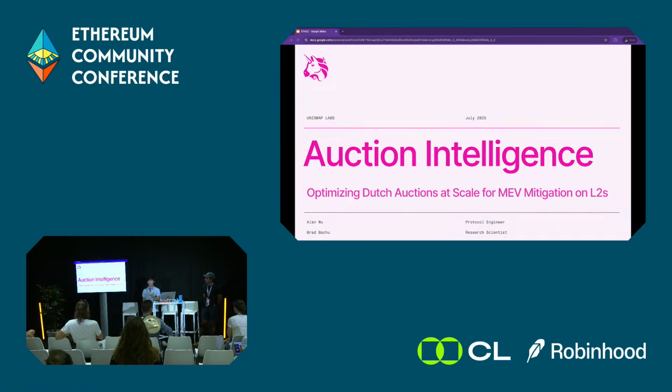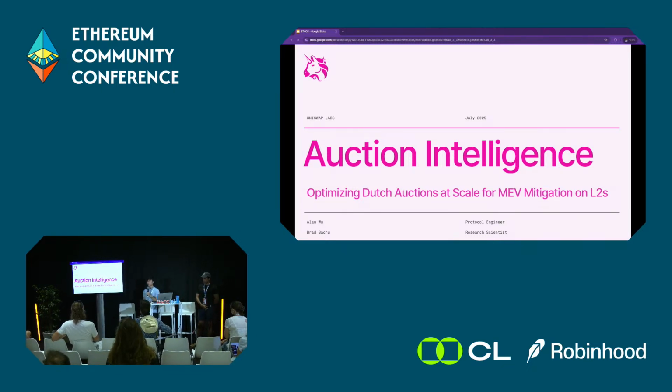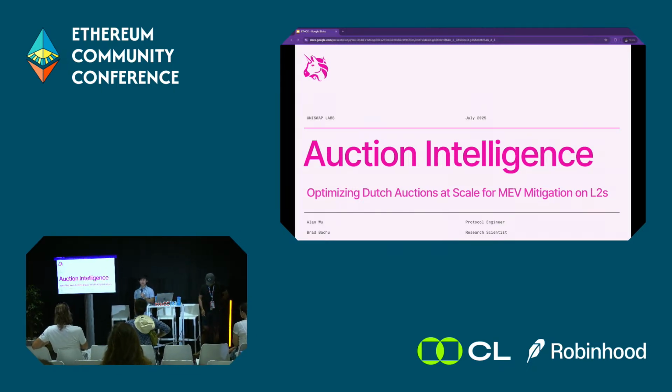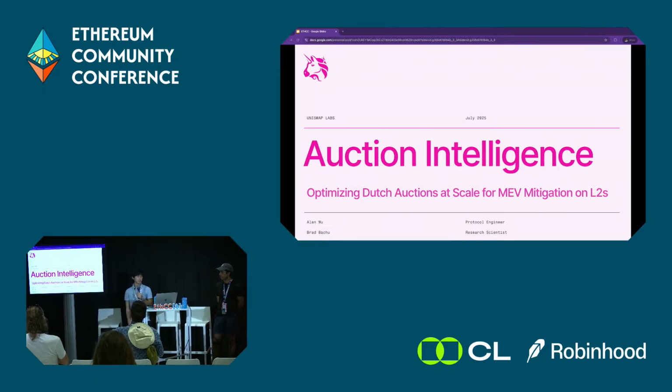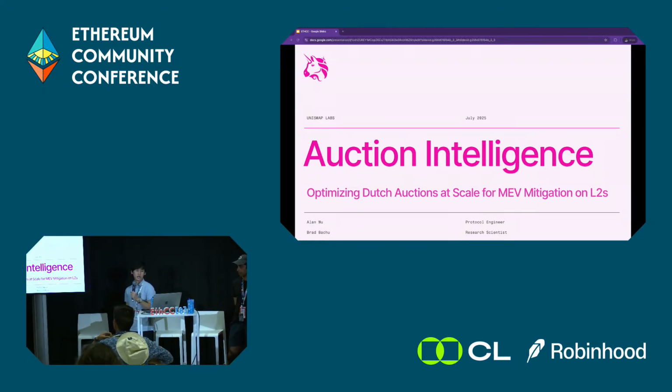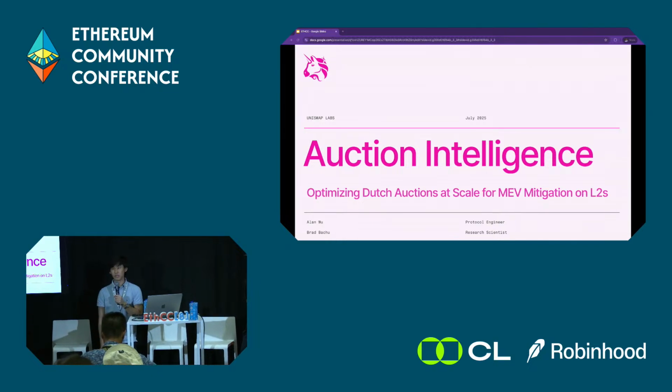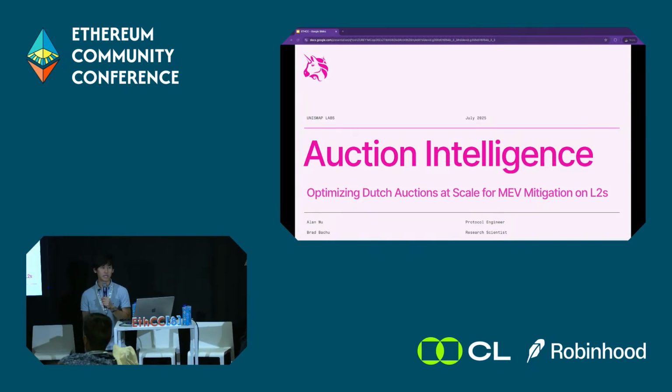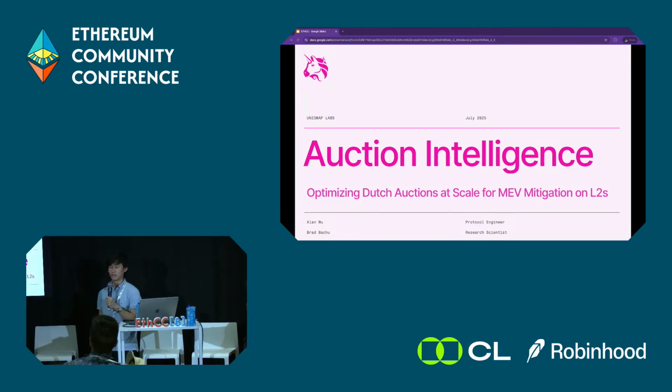And today we'll be talking about auction intelligence, which is our approach to optimizing Dutch auctions at scale for MEV mitigation on layer 2s. You'll see how we turn auctions into data-driven experiments and let reinforcement learning decide not only how, but when to use auctions.